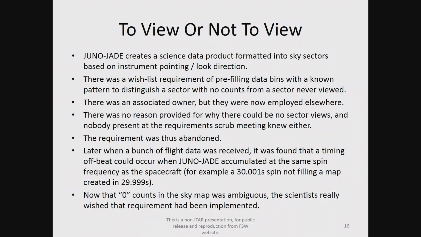So it was cut by the requirements change control board, with people not being able to justify why we have it. Then we go to command the instrument to the same accumulation time as the spacecraft, and there was a little bit of wiggle room in there, perhaps 29.999 and 30.001. So now every now and again we have a sector that does not get viewed in our data product, so there's a hole in the sky map. Now the scientists are saying, okay, now we know why that requirement was on the wish list. We really, really wish we would have had it. If there's ever another change, let's put that one back in.